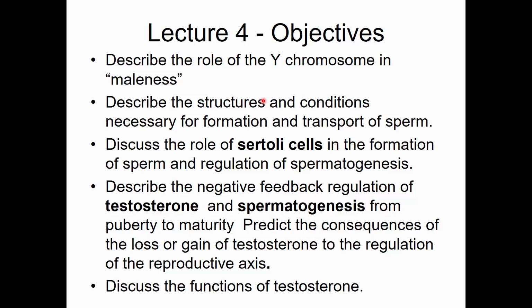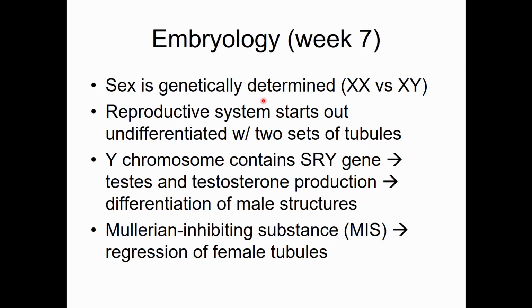These processes start at puberty and reach their full function at maturity, and then males are potentially capable of producing testosterone and sperm for the rest of their life. And we're going to talk about situations where there's too much testosterone or not enough, and how that interacts with the regulation of the reproductive axis. And then, of course, we want to talk about the functions of testosterone.